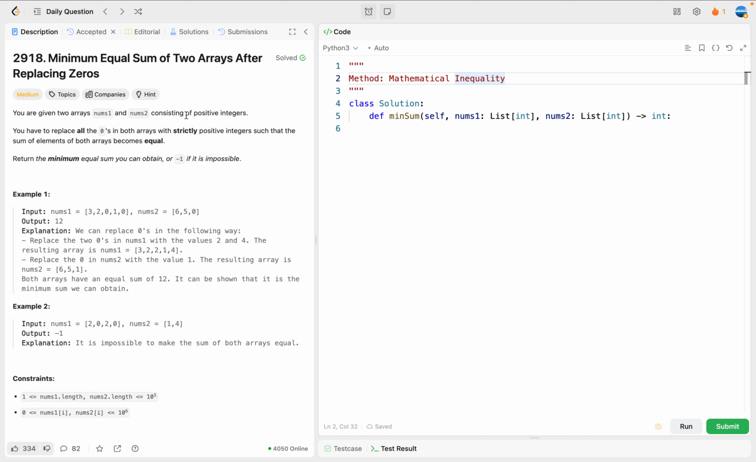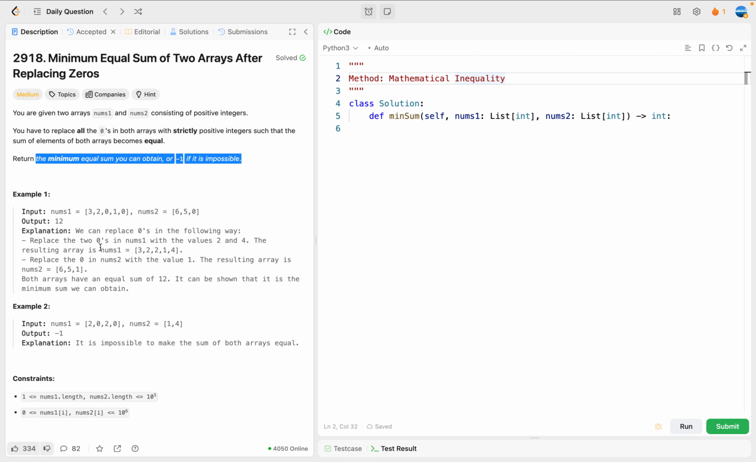I would say this is not accurate. It should be non-negative integers because you have zeros, right? So you have to replace all the zeros in both arrays with strictly positive integers such that the sum of elements of both arrays become equal. Return the minimum equal sum you can obtain, or -1 if it's impossible.